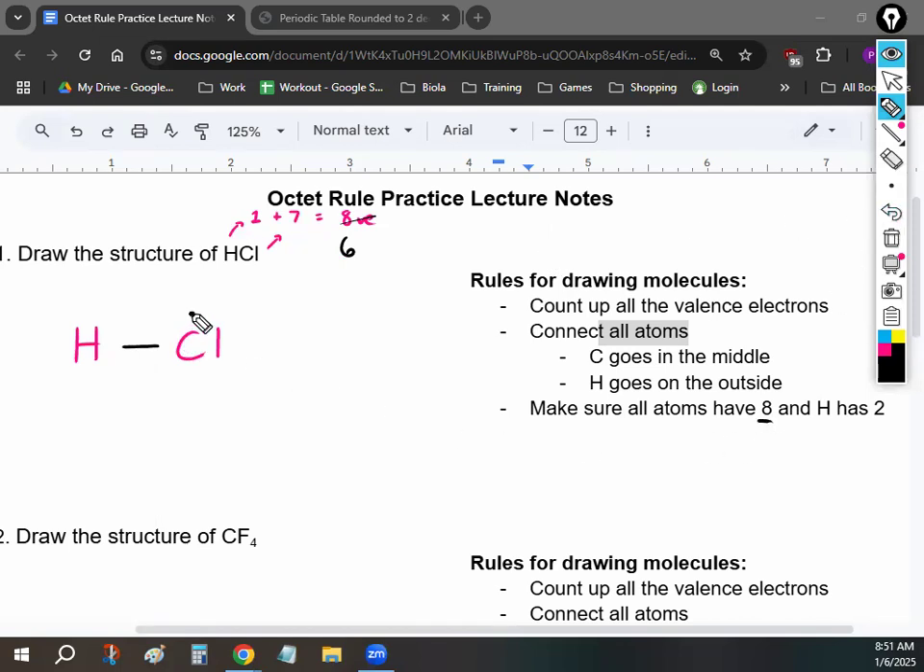So what we're going to do is we're going to put the 6 dots that we still need to draw on the Cl, and that's how we can get Cl to 8. It has 6 dots, and then 7, 8 from the line. And that's what HCl is going to look like.